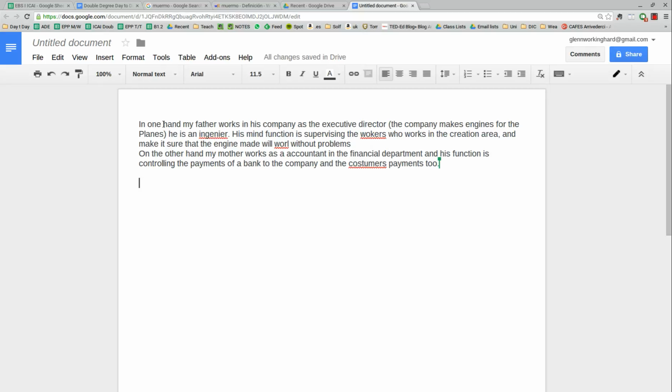Now, to get back to this structure here, this is a structure on the one hand, on the other hand, which is taught over and over and over again in bachillerato. And consequently, students overuse it. It's not that frequently used in English, and it has a limited function. So most of the time when students use it, they really don't use it in the right way. What it's for is contrasting ideas or arguments.